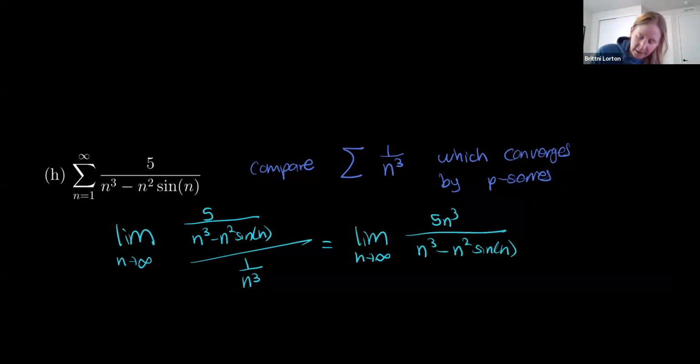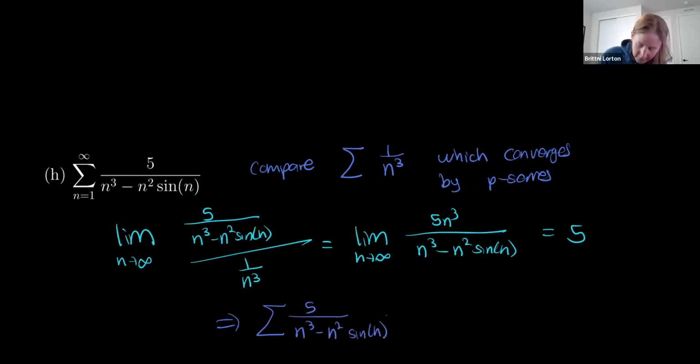Or you should notice that I could look at the higher powers, and sine of n is always going to be smaller than 1, so that doesn't really make too much of an impact. So I really can look at the highest powers and I ended up with 5 as the answer to that limit, which falls under the first bullet point for the limit comparison test, which means the two of them have the same property. And I was comparing it to something that converges, which means by the limit comparison test, this series also converges.